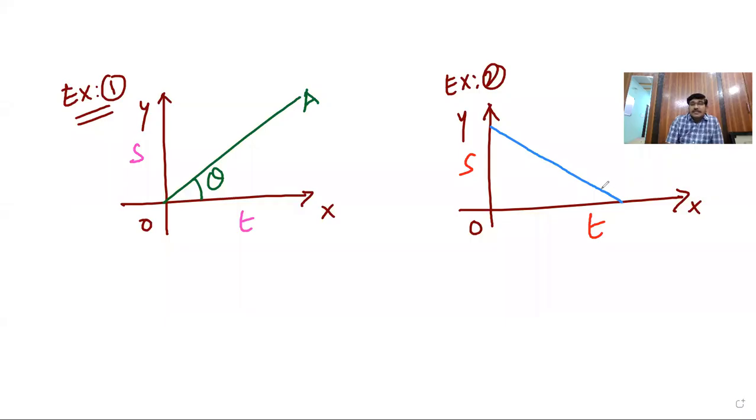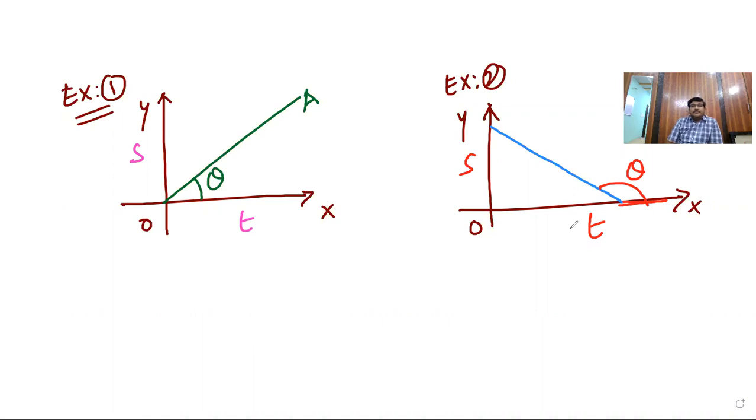In Example 1, the graph is like this, and theta is this with the positive x-axis. In Example 2, the graph is like this. Theta is this one with the positive x-axis. Clear? Now observe. This is the theta with the positive x-axis.